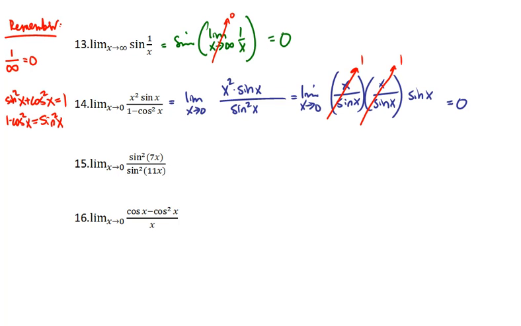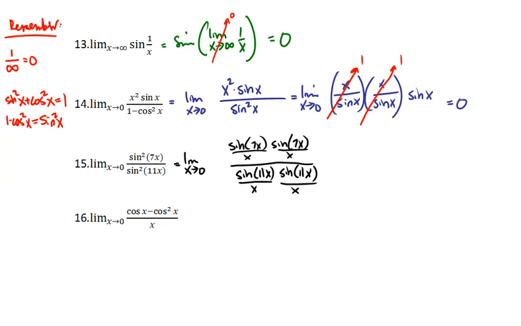Number 15 is similar to the problems we've seen previously, but a little more complicated because we have sine square of 7x over sine square of 11x. And so if we broke those up in the numerator, we'd have sine of 7x times sine of 7x, then over sine of 11x times sine of 11x. And that's okay, we'll just divide the numerator by x squared and split it up, and the denominator by x squared and split that up, which basically means we're dividing the numerator and denominator both by x squared, which is going to leave us with an equivalent value. We're not changing it in any way.